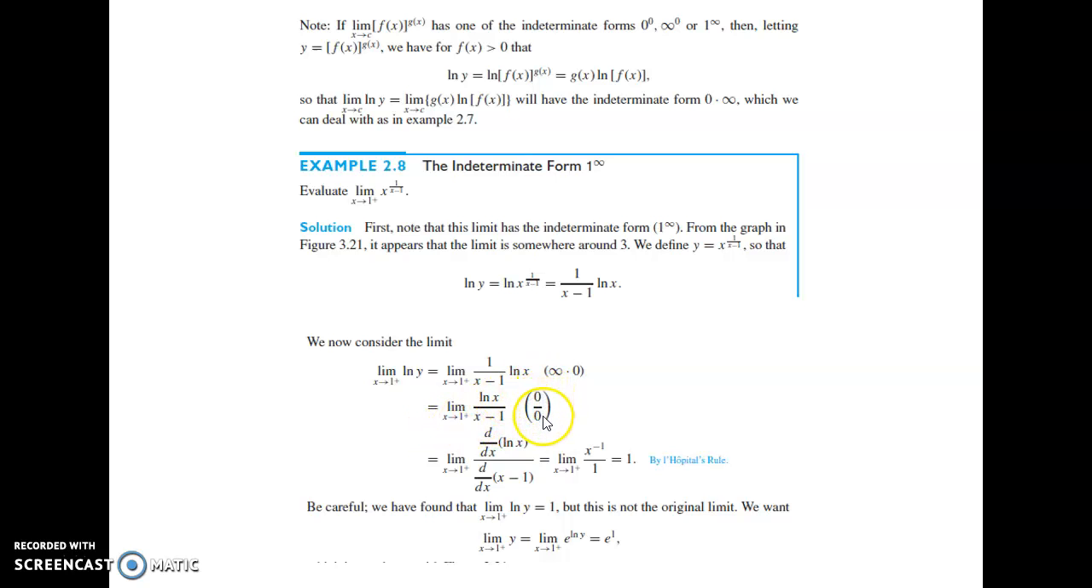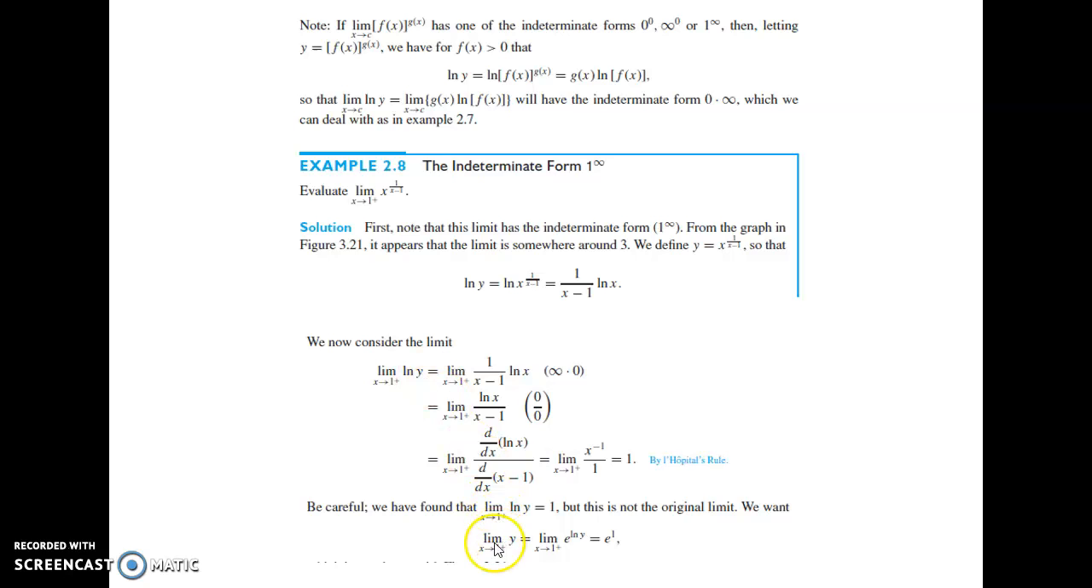It becomes 0 by 0. Now I will use L'Hopital's rule. So differentiating the numerator and denominator separately, I have this. Now you put x equal to 1. So it is 1, I get the answer. But if you look at it, this 1 is for ln y.